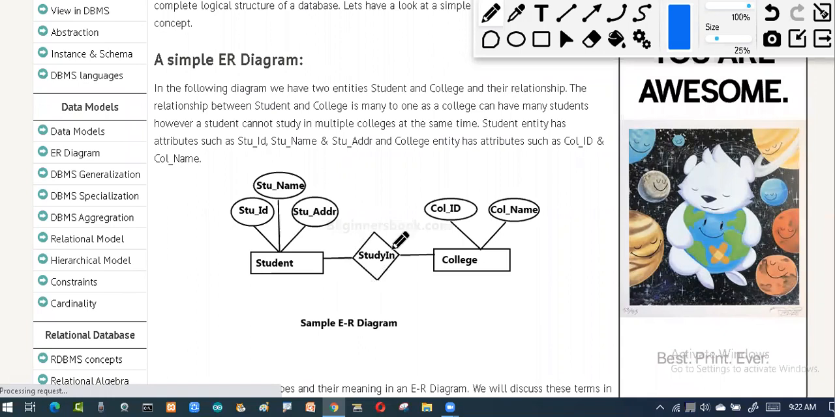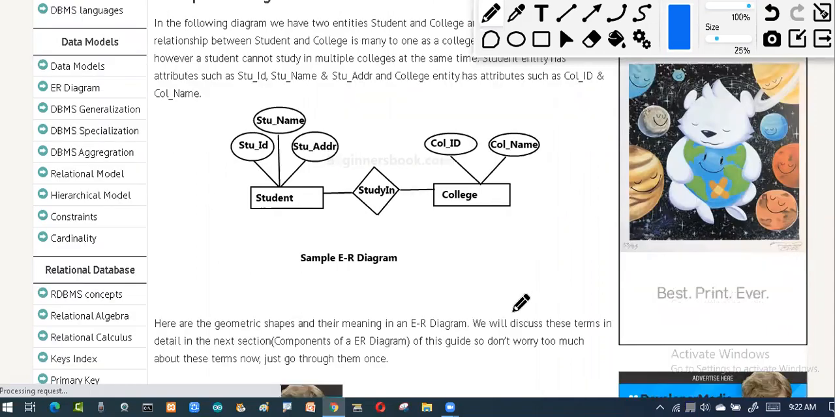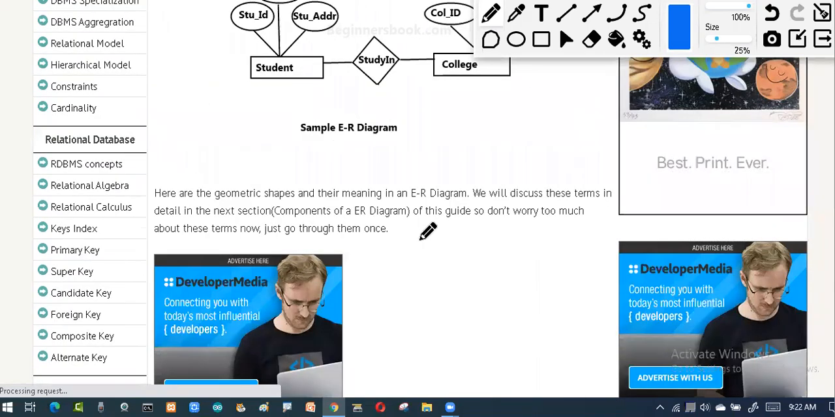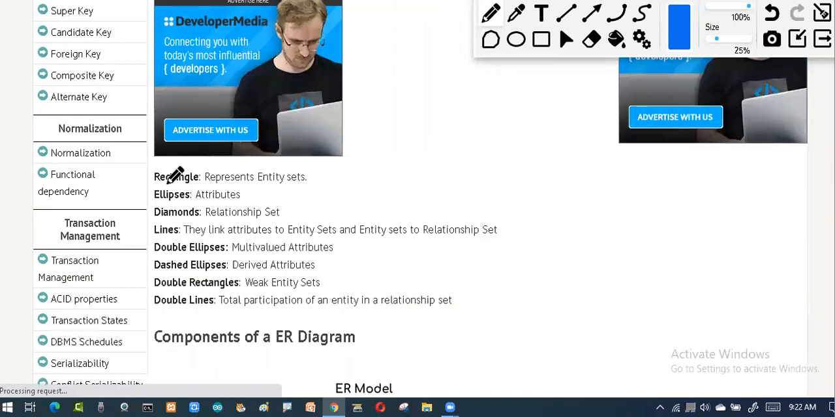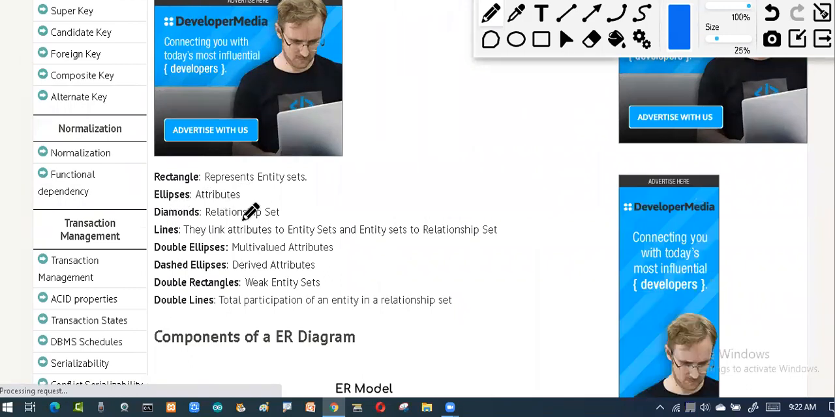So in the relationship, we use this diagram. For attribute, we use this one, and for entity, we use this rectangular shape. Overall, this diagram whatever you are seeing on the screen is what we call an ER diagram. It's a sample of an ER diagram. So rectangle is the entity set, ellipse is an attribute, diamond is the relationship, and lines link the entity and the other sets.